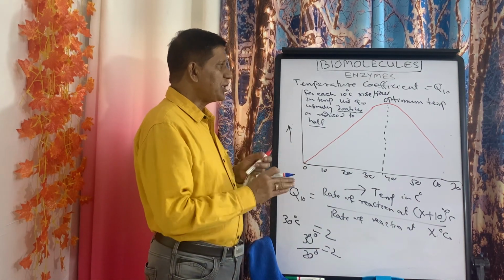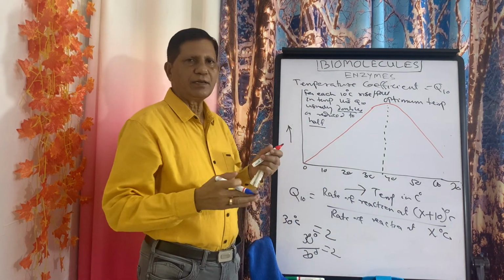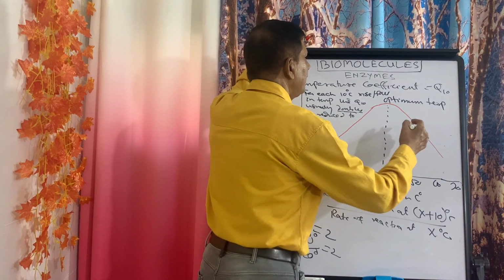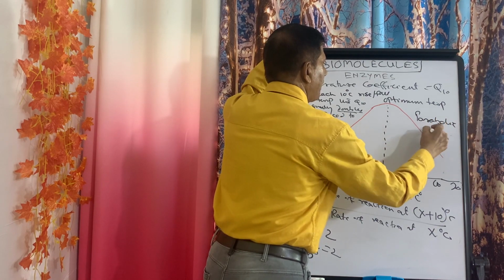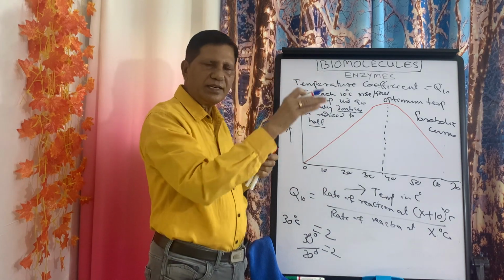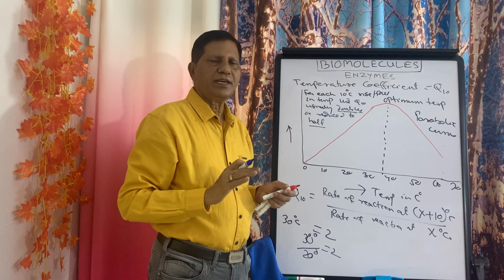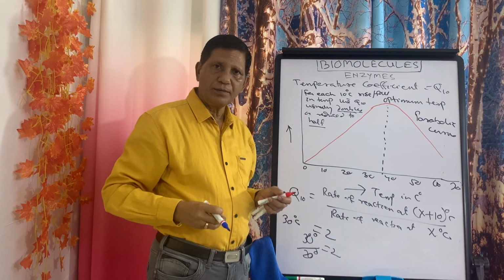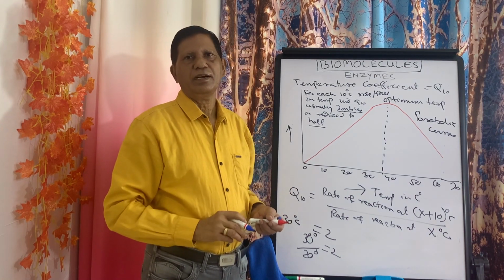So this is how the temperature affects the rate of the reaction. And this type of curve you can call a parabolic curve. A parabolic curve means it gradually increases, then it declines. So this is how the temperature affects the rate of the reaction, and how the pH and the substrate concentration affect it, we will discuss in the next video.